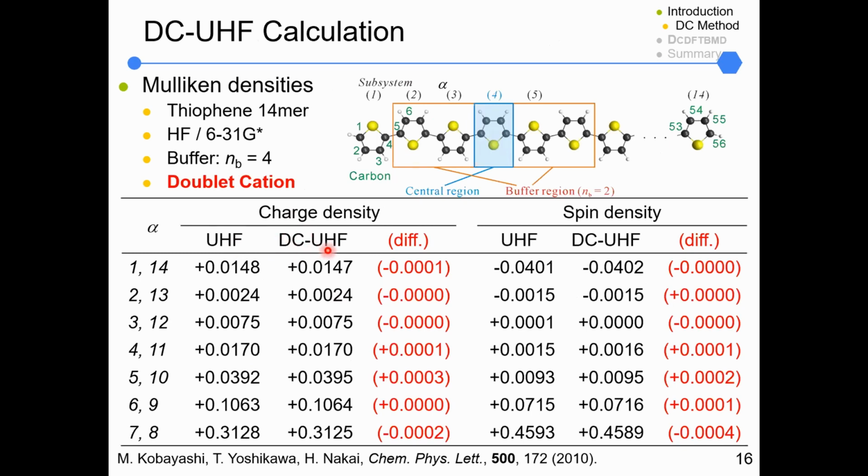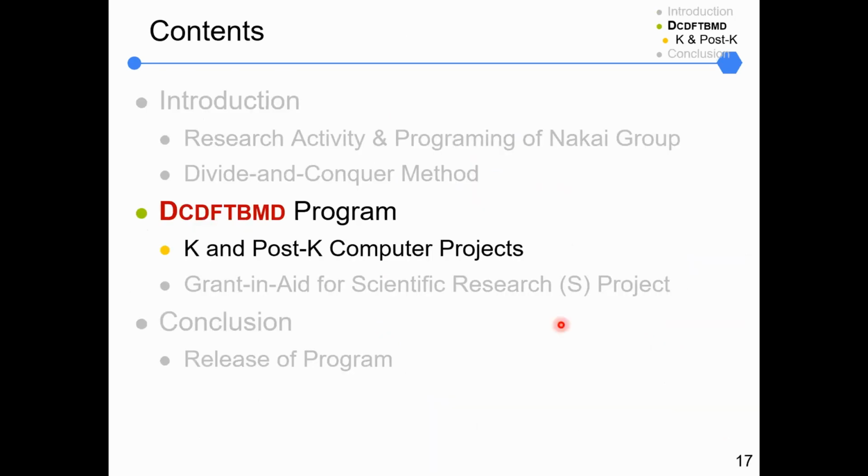We compare the DC UHF and standard UHF. So you see the fragment spin charge density and the spin density agree extremely well with each other. This shows the errors. Okay, so let's move on to the main topic, the DcDFTB program.